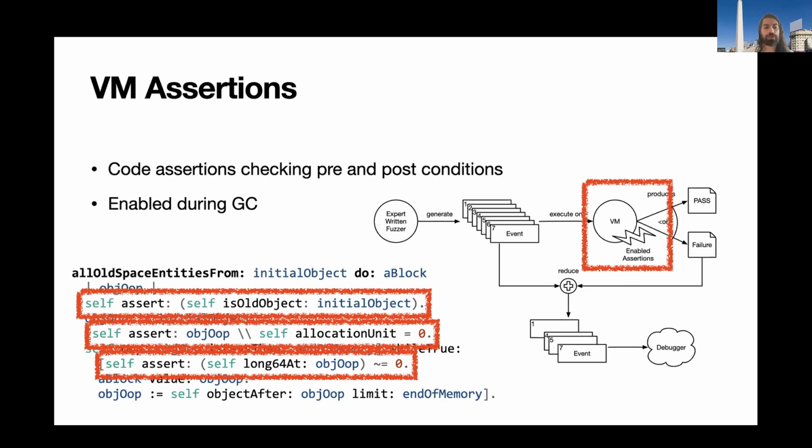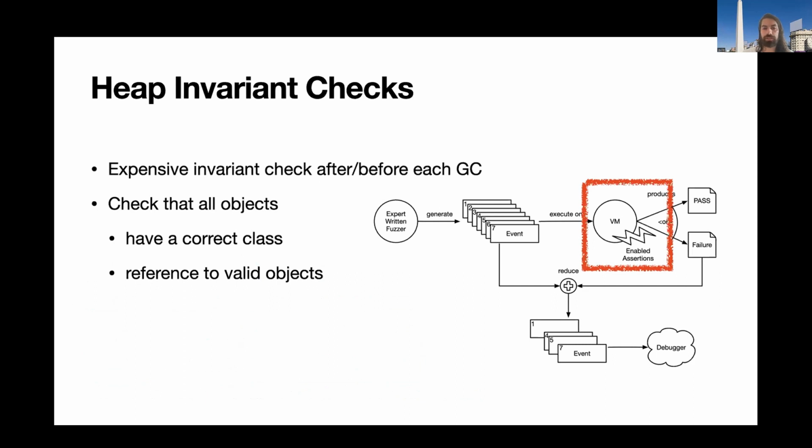The other kind of assertion that we have are heap invariant checks. These are more expensive checks that are run after or before each garbage collection, and that do a full traversal of the heap, checking general stuff, like, for example, that all objects have a correct class and that they reference valid objects. So they do a full scan and check whether the heap is healthy or not.